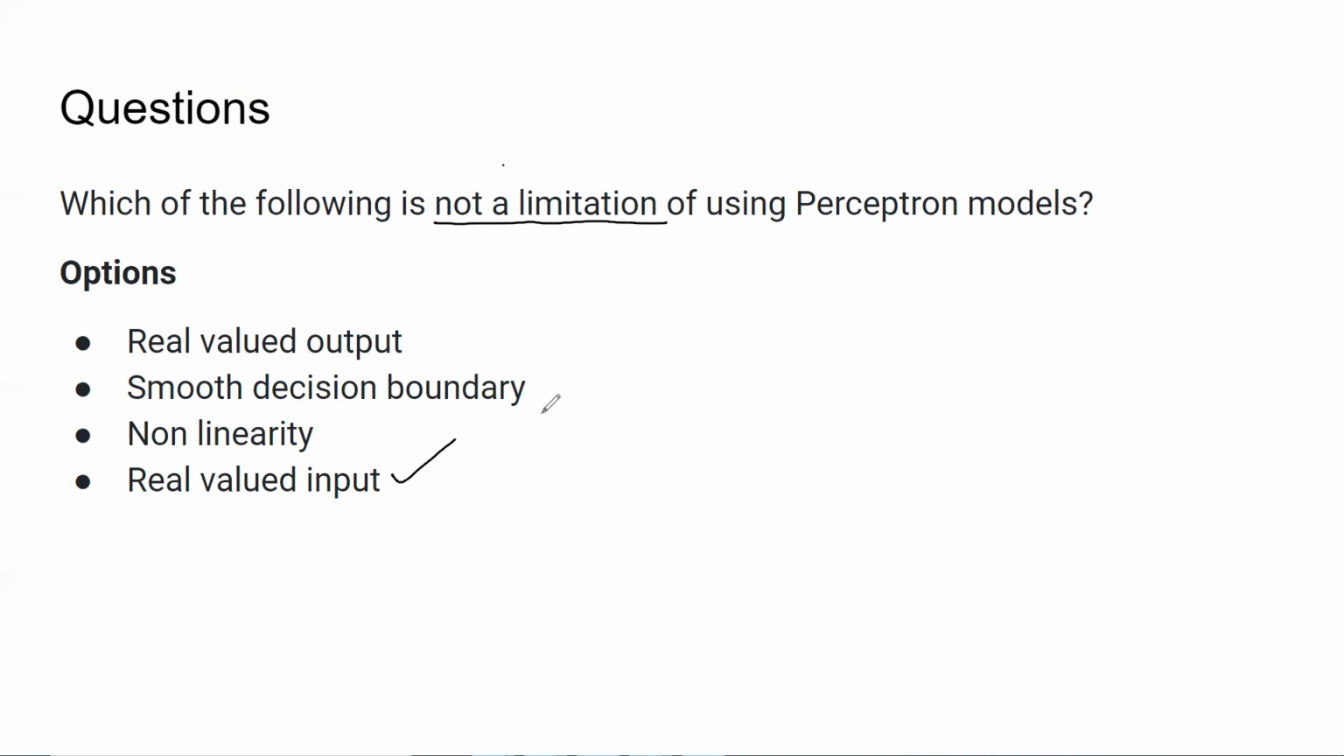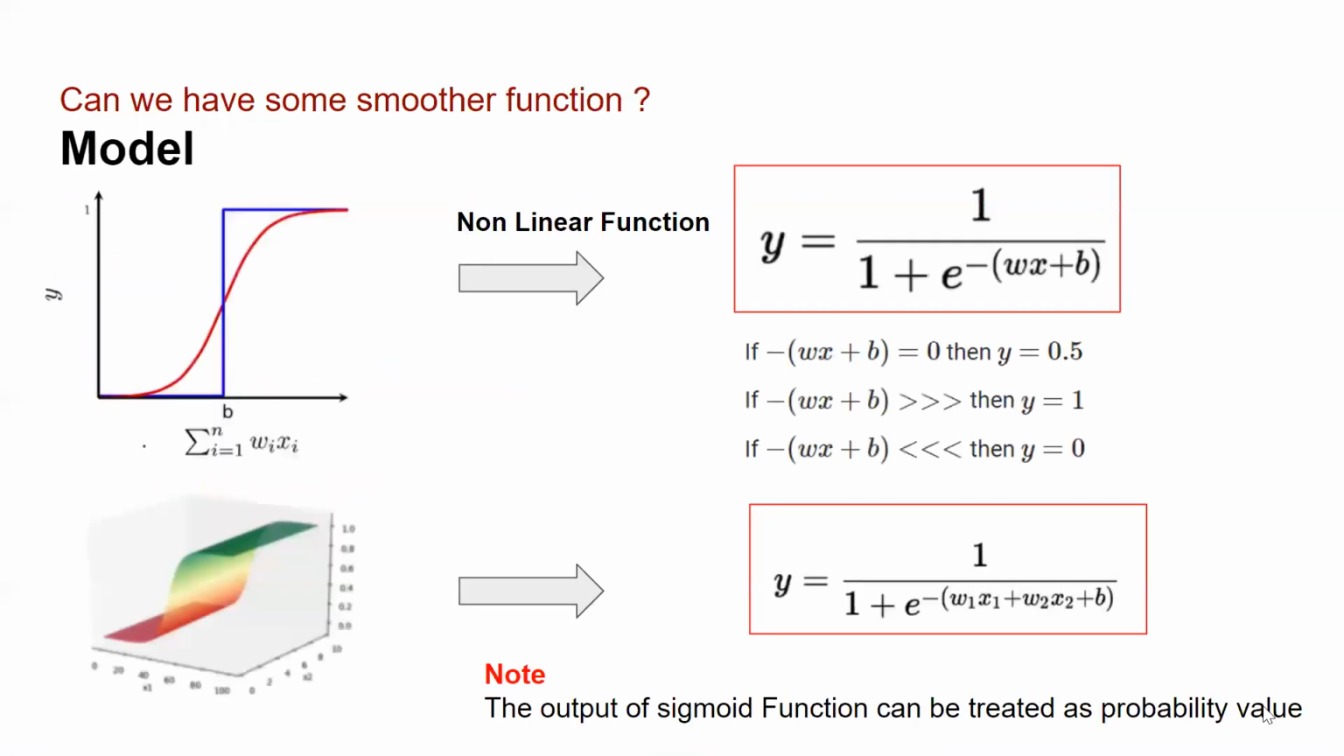I think the answer is real valued input. In the case of the perceptron, we dealt with real input, right? So obviously, real valued input is not a limitation of the perceptron. We can deal with real input. The problem is that we cannot deal with real output in the case of the perceptron. So option 4 is the correct answer. Any questions, anyone? No. Okay. Now let's move ahead.